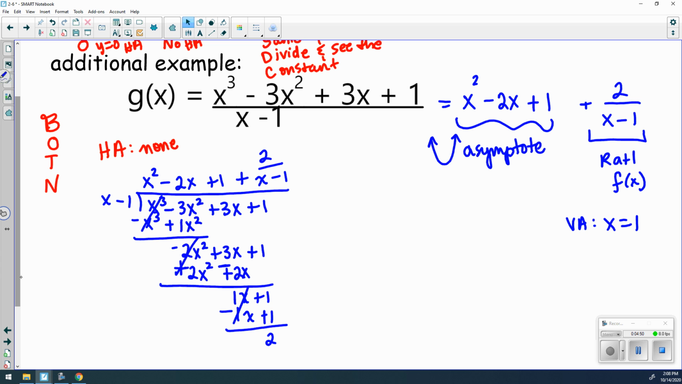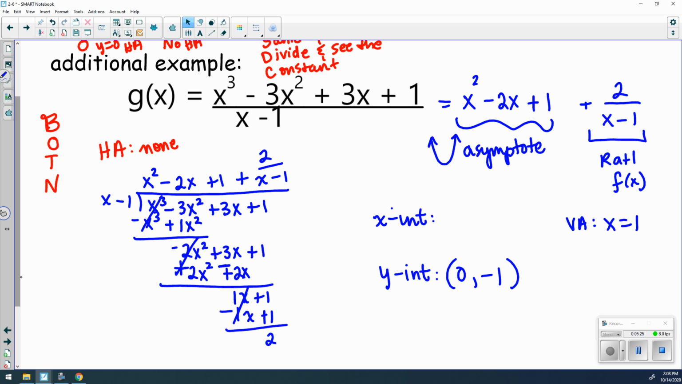We can talk about the x-intercept and the y-intercept. Let's do that real quick. For my y-intercept, remember I'm going to plug in 0, and what will I get out? I'm going to let you just think through that. Plug in 0 and you'll get out negative 1. 0 minus 0 plus 1 is 1. Plus 2 divided by negative 1, which would be negative 2. That's negative 1.